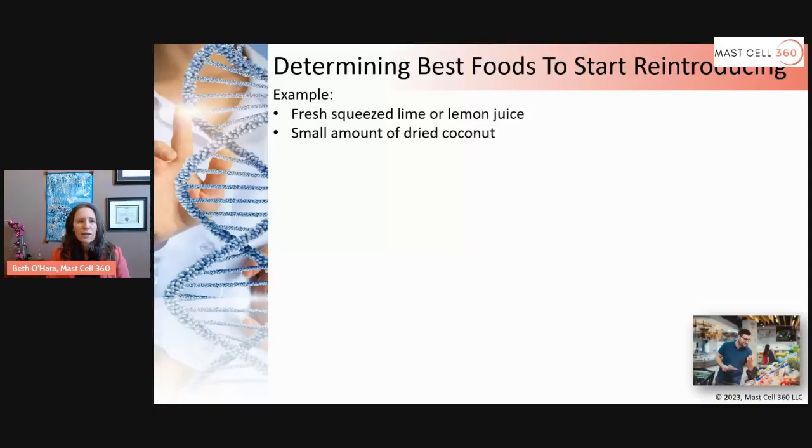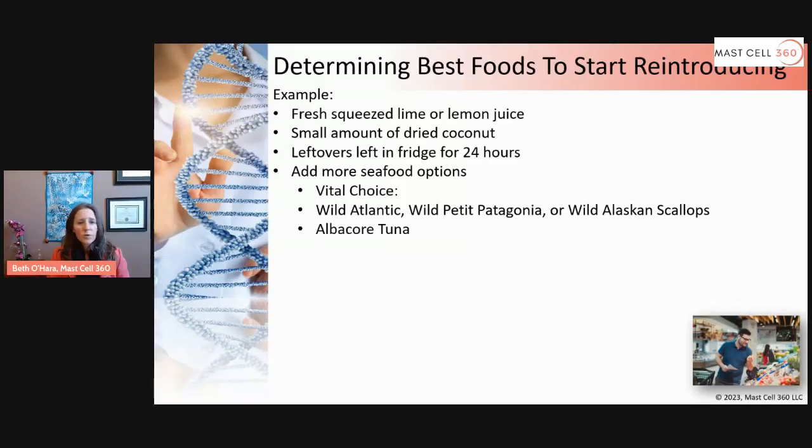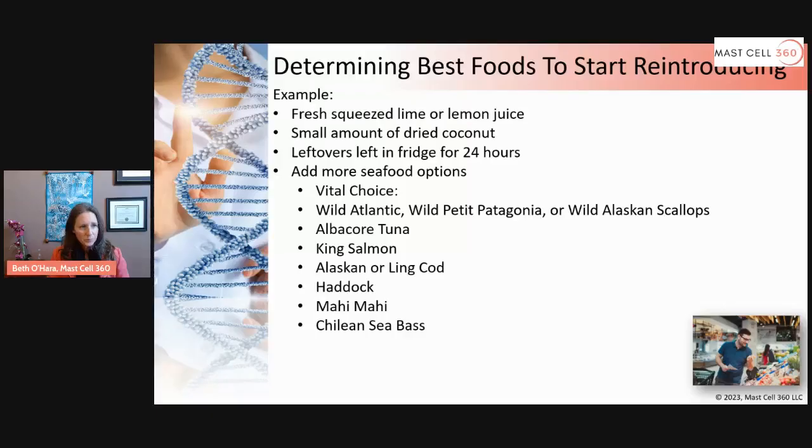So that'd bring in a little histamine. Or you could let the leftovers sit in the fridge for 24 hours to test histamine. You could add a few more seafood options. So you could bring in some of the scallops that Vital Choice has, or some of their tuna. We're talking about king salmon, but that's really low histamine. Their cod or their haddock. So these are going to be a little higher histamine. Or if you want to get really fancy, maybe lobster from Vital Choice.